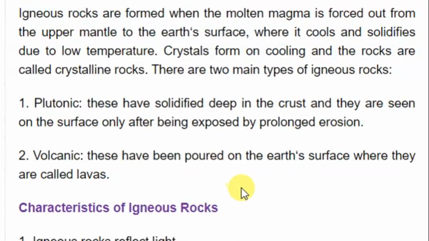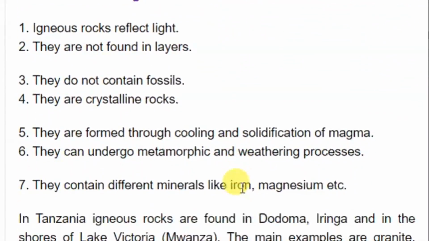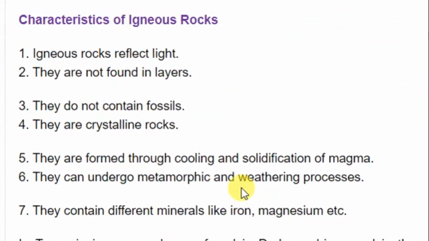Now from there, let's move to the characteristics. What are the features of the igneous rock? As we said, in igneous rock you cannot find remains of animals or plants. You can't see fossils in igneous rock. And igneous rocks are hard. They are coming from volcanic eruption. So in characteristics, igneous rock reflects light.